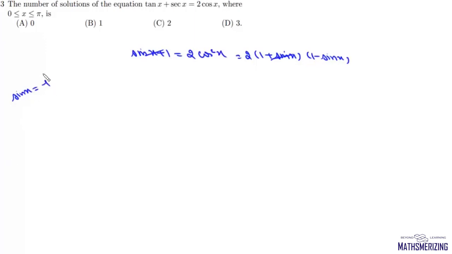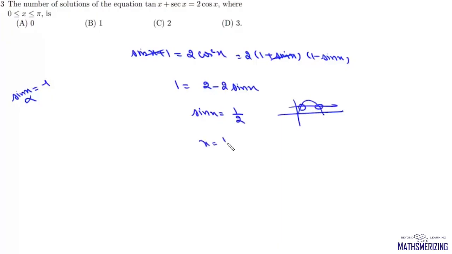Now in between 0 to pi, sin x cannot be minus 1, and also wherever sin x is minus 1, tan x won't be defined. So these points won't be in the domain of this equation. So now what we are left with is 1 equals 2 minus 2 sin x, or the value of sin x is 1 by 2. Now the number of solutions of this equation in 0 to pi will be simply 2.